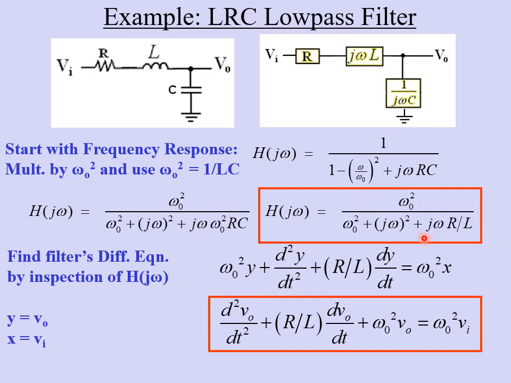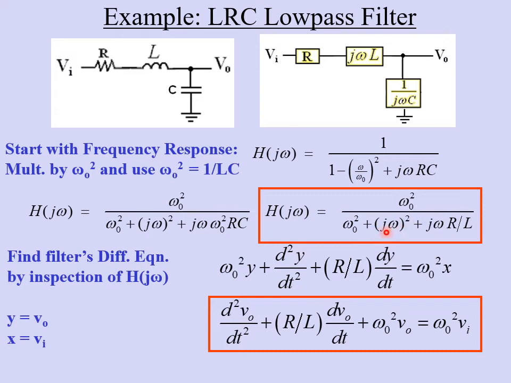So now we can find the differential equation by inspection of H of j omega. Again, we did this back in chapter 4 when we learned about Fourier transforms and frequency response. What you can do here is remember the top of the frequency response tells you what's on the right side of the differential equation. In other words, the x terms. All that's up here is just a number, omega naught squared. So this just becomes omega naught squared times x. On the bottom, the omega naught squared becomes omega naught squared y, right? Because this determines all the y terms.